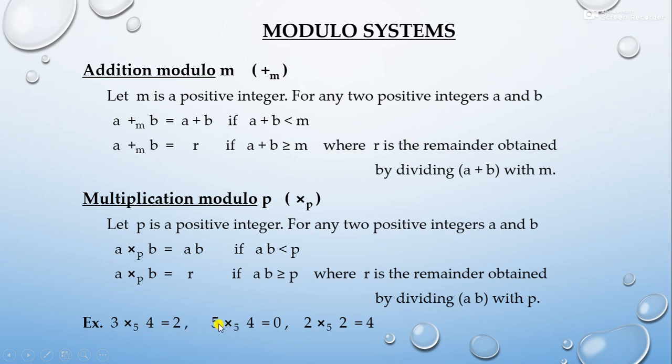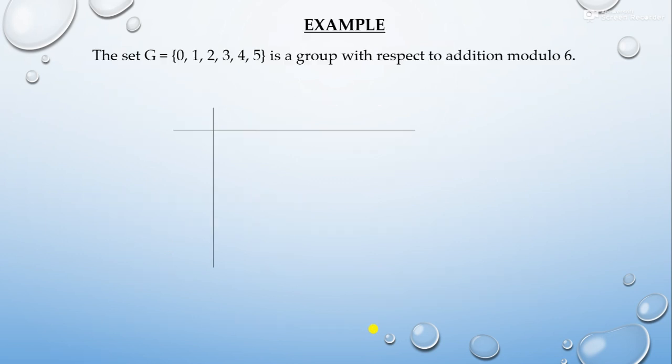Now when we have to multiply 5 and 4 under multiplication modulo 5, what will we have? 5 times 4 is 20, but 20 is greater than or equal to 5. So we have to take the remainder after dividing. When you divide 20 by 5, you will get 4, and the remainder will be 0. It means that the multiplication is equal to 0 here. Now 2 multiplied by 2 is 4, and 4 is less than 5. So we just write the product of these numbers, that is 4. Like that you have to make the table. So you can see the examples here.